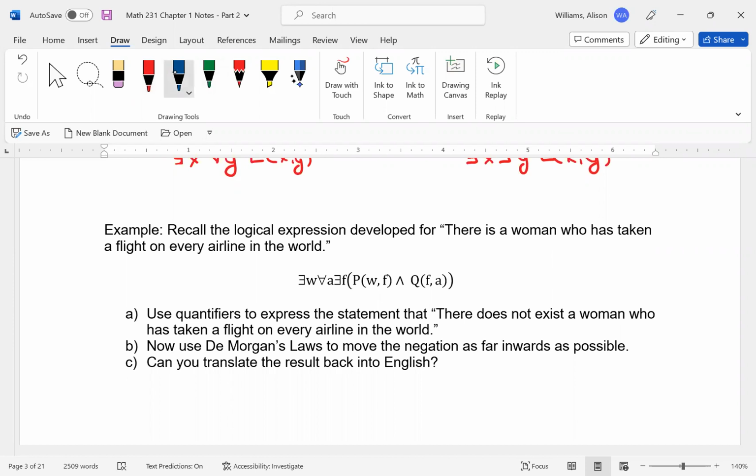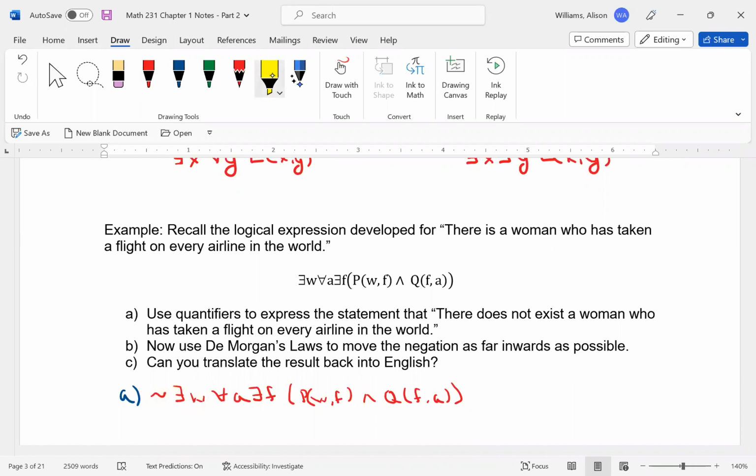So I'm going to just step through this. Part A. If I want to write that statement, I would basically just say there doesn't exist a woman, for all the airlines, there's a flight she's flying on, a member of all of the airlines. So that's how we would negate it, to say that there isn't a woman. Okay, so that's how we would do part A.